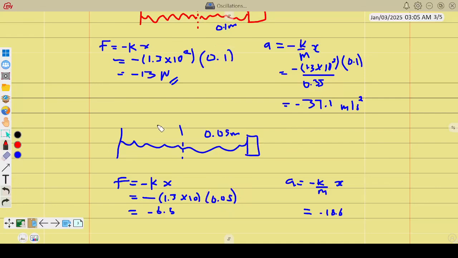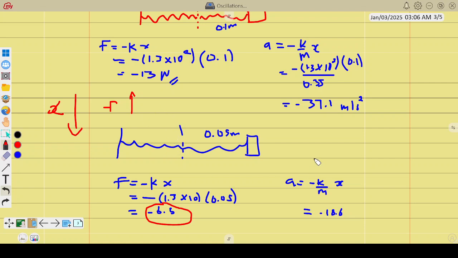So what are we observing when we reduce? When we reduced the extension, the number became bigger. Negative 6.5 is larger than negative 13. So when the extension is reducing, the displacement is reducing. In this case, the force will be increasing. That is the relationship you are able to observe here. When one is reducing, the other one is increasing.